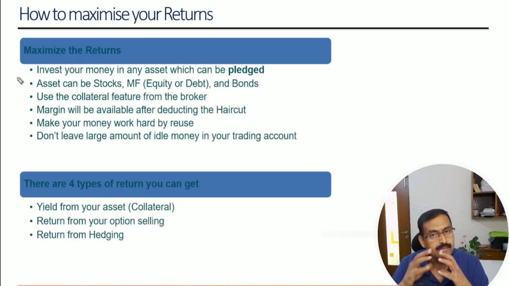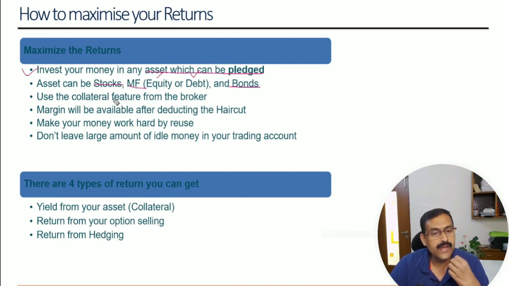Here is how you can maximize your returns from investment or trading: first of all, invest your money in any of the assets that can be pledged. Those assets can be stocks, mutual funds. Mutual funds include equity mutual funds as well as debt mutual funds. And you can also invest in bonds that can be pledged.